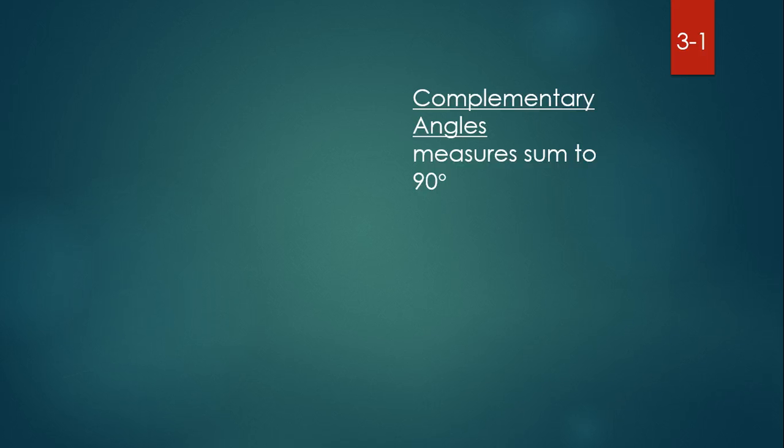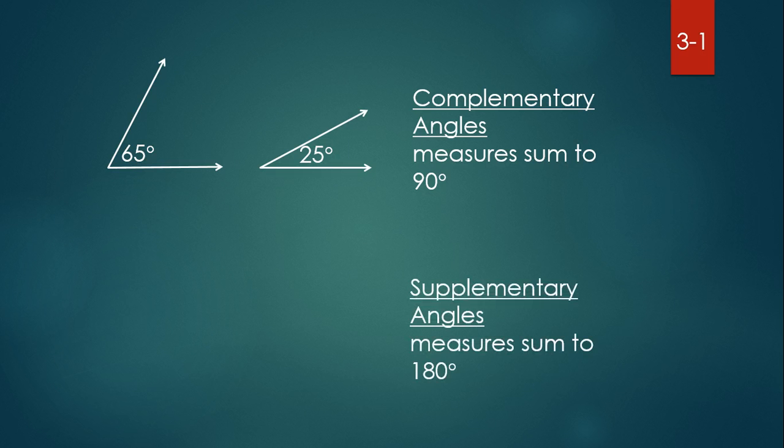Now let's look at a few more definitions. Complementary angles are angles which have measures that sum to 90 degrees. So a 65-degree angle and a 25-degree angle are considered complementary. Supplementary angles have measures which sum to 180 degrees. So a 55-degree angle and a 125-degree angle are considered supplementary.